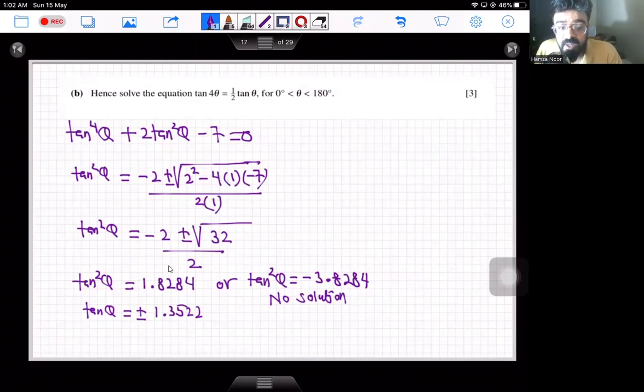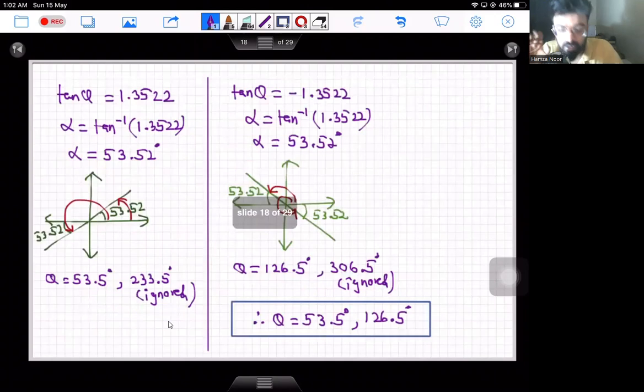So the possible values for tan square theta are 1.8284 or minus 3.8284. This cannot be solved further. There are no real solutions over here. So no solution to tan square theta equals minus 3.8284. So the possible values for tan theta are plus minus under root of 1.8284, which is plus minus 1.3522. Now we need to solve these two simple trigonometric equations.